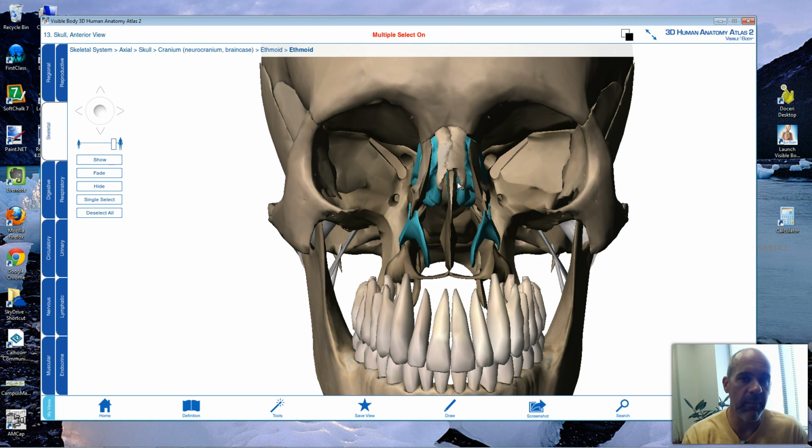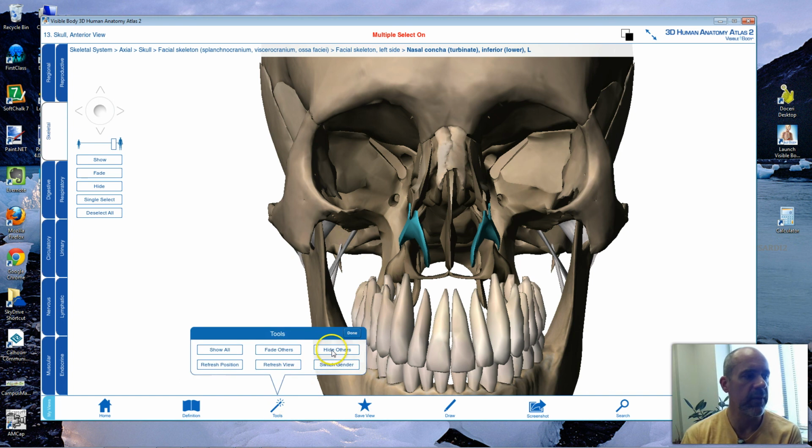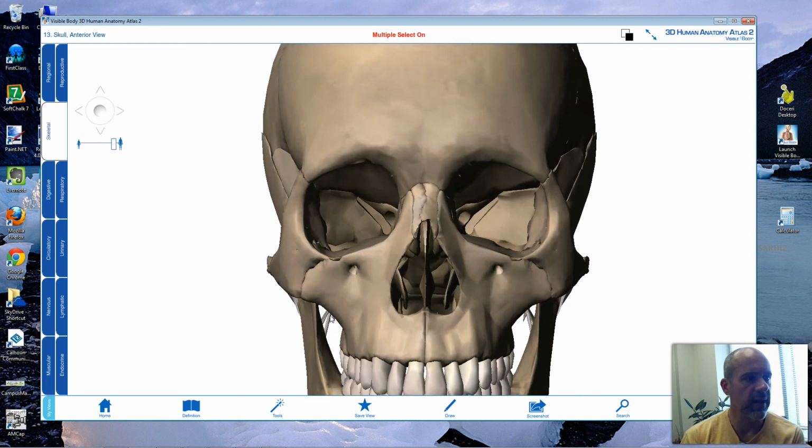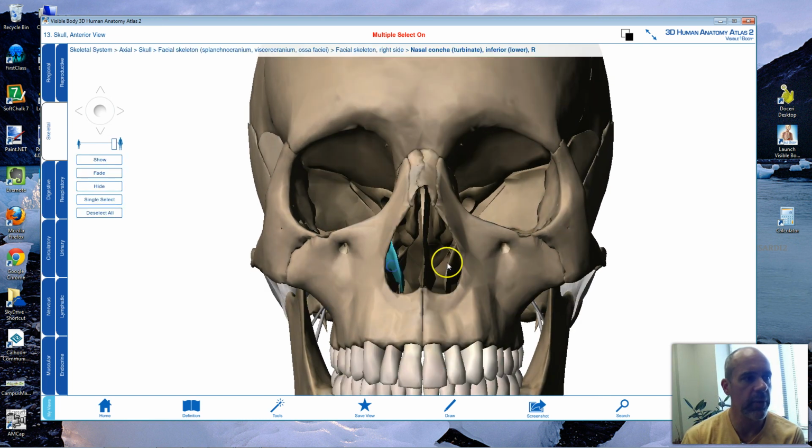And the superior and the middle ones are actually features of the ethmoid bone. But the inferior ones on the left and the right, they're actually their own little separate bones. And they're called the inferior nasal conchae. Left inferior nasal concha, right inferior nasal concha if you're just referring to one of those by itself. Let me refresh the view so you can see what those would look like in an intact skull. Yeah, so if we look up into the nasal cavity here, boom, boom. Those are your inferior nasal conchae.